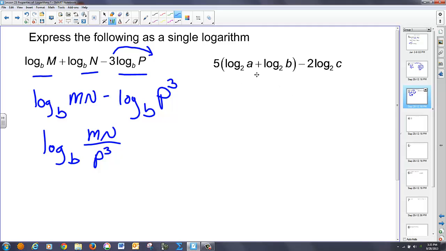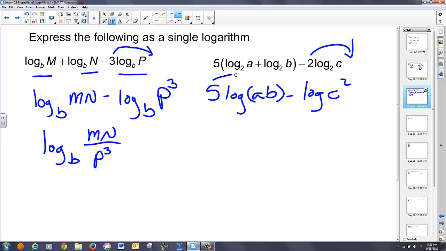You'll notice in this term, I've got a set of parentheses, so I'm going to do that first. I can bring this 2 up into a power, so I have 5 log base 2 of ab minus the log base 2 of c squared. Now I'll take this 5, bring it up into a power. I have the log base 2, sorry, forgot to write that, of ab, quantity to the 5th, minus the log base 2 of c squared.